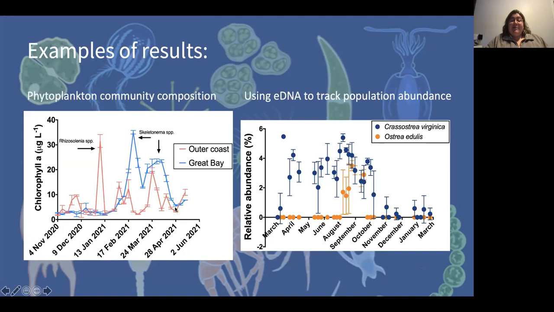Here are some examples of results that we have generated from our research. So here's a graph of chlorophyll concentration, both along the outer coast of New Hampshire, but also in Great Bay. So you can see the relative peaks and valleys of chlorophyll. And then using the FlowCam, we can also identify what species are there. So these peaks here are attributed to these species names you see here.